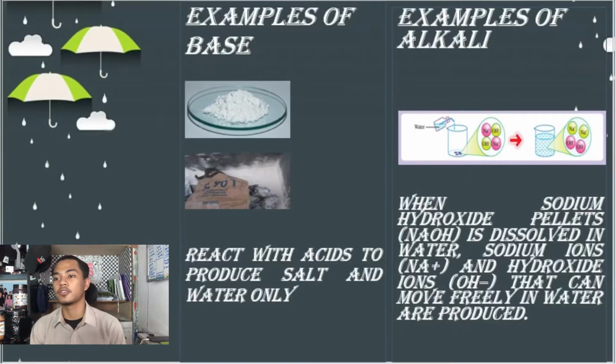Alright, as you can see on the slide now, we have some examples of base. In the picture, we have magnesium oxide and calcium hydroxide. These two substances react with acids to produce salt and water only. Alright, next we have an example of alkali.